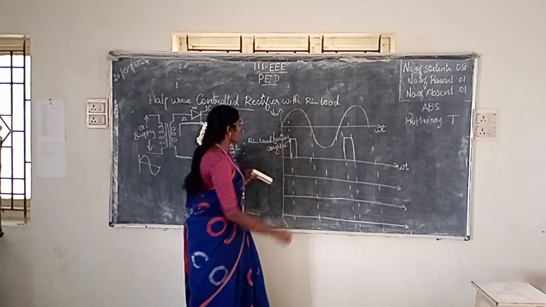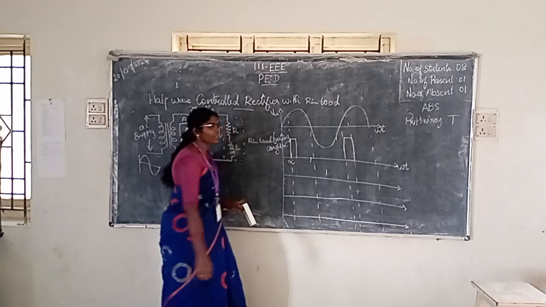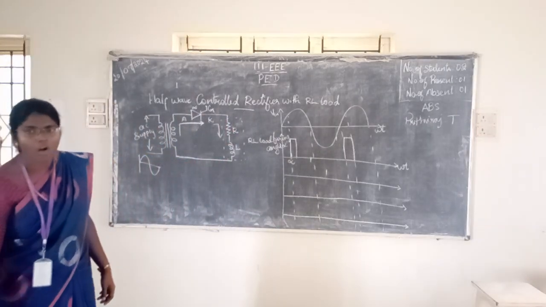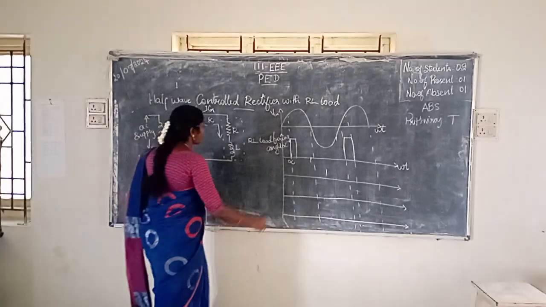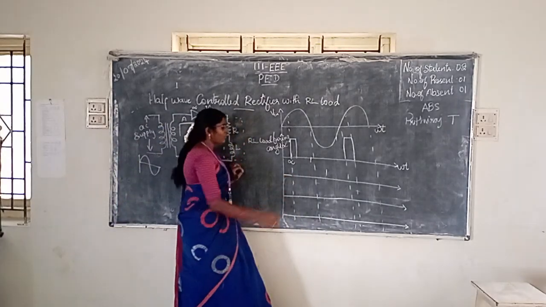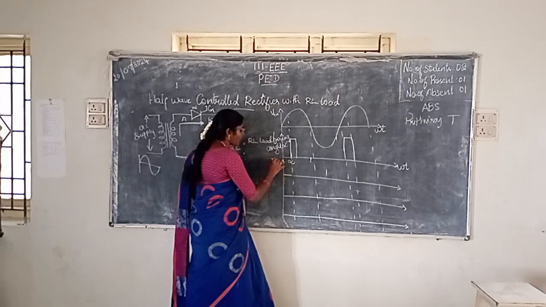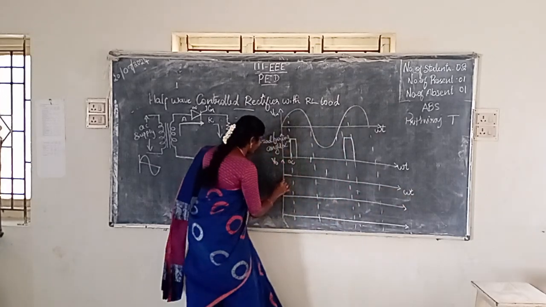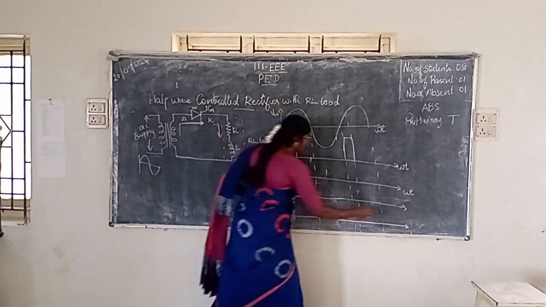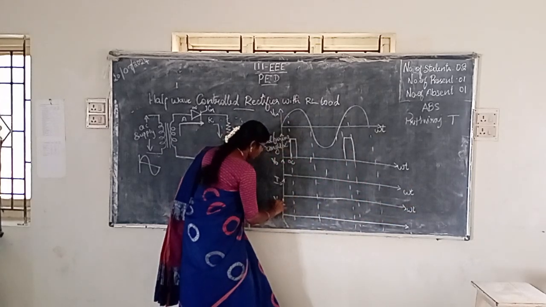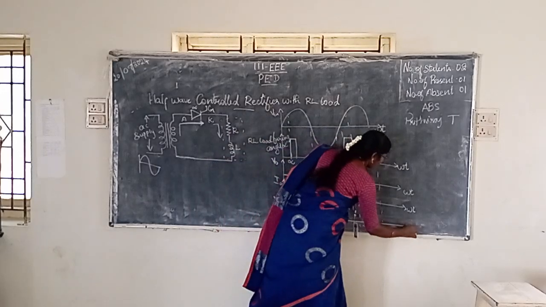Once the firing angle is triggered, which means the SCR is turned on, what will happen till then? There will be no flow of current. After that, what will happen? I am taking the response for output voltage with respect to time, likewise output current with respect to time, and likewise thyristor voltage with respect to time.